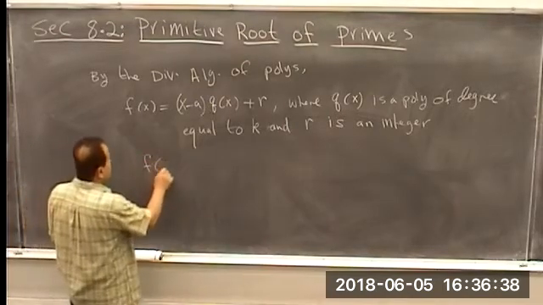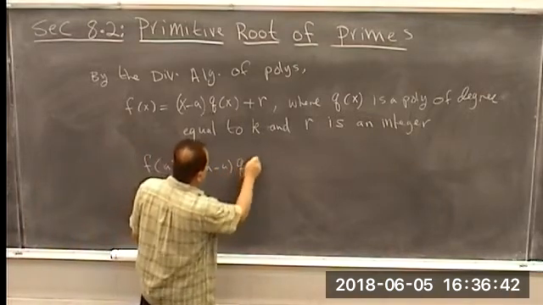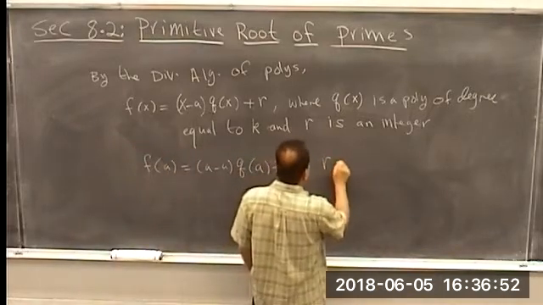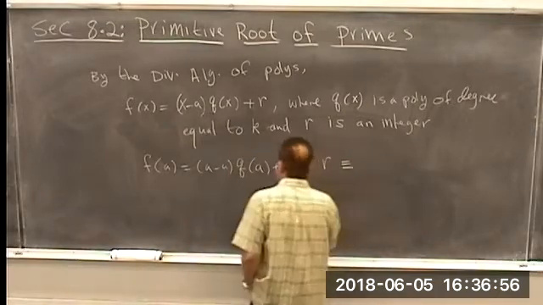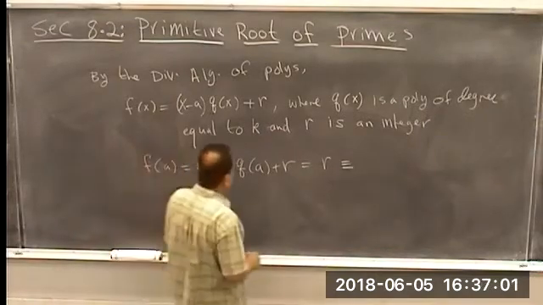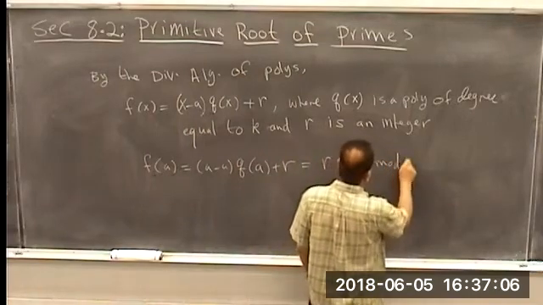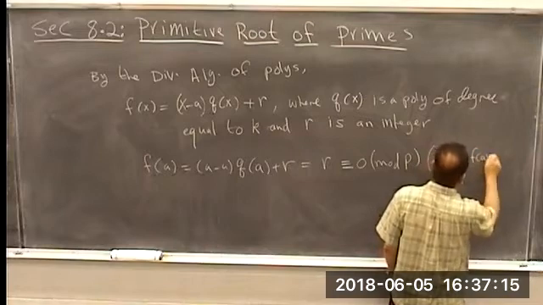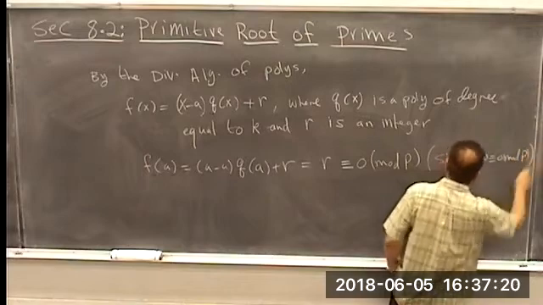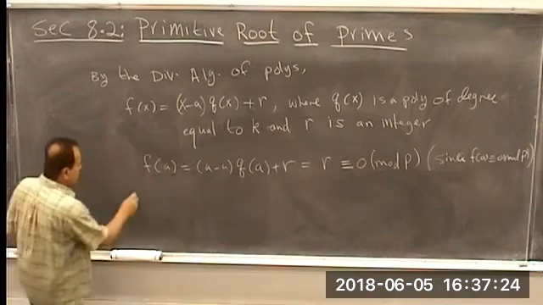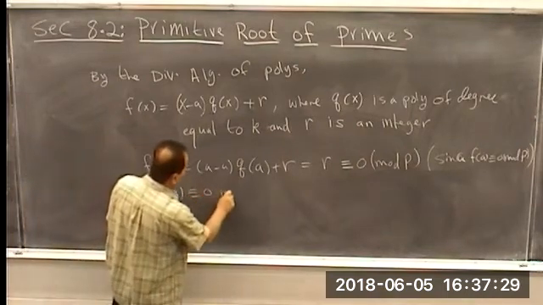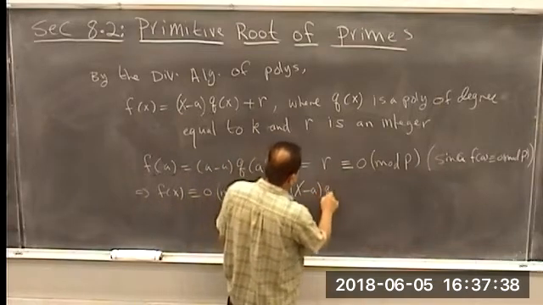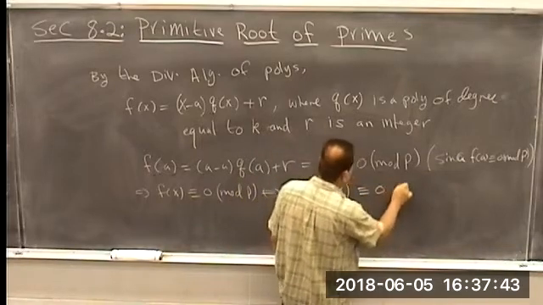Now, let's substitute for f of a. So this is equal to a minus a, the cube of a, plus r. Now this is equal to r, and we write this as congruent, because this one is congruent to 0 mod p, then r is congruent to 0 mod p. This is since f of a is congruent to 0 mod p, because it's a solution. So this r becomes this one. So now this implies that this equation, f of x congruent to 0 mod p, is equivalent to x minus a, the cube of x, congruent to 0 mod p.